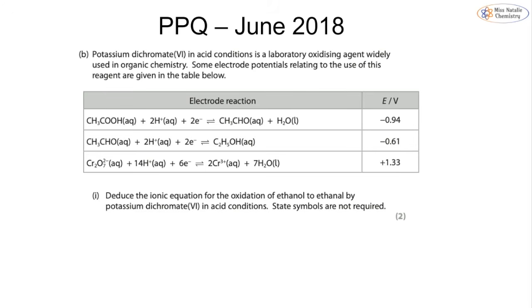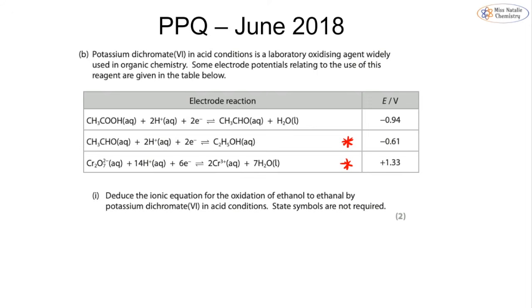So we, first of all, are given some information in the table. Notice that we're given 3 equations. So at some point in this question, we are going to use all 3. And we want to deduce the ionic equation for the oxidation of ethanol to ethanal by the potassium dichromate. So in this case, we are going to be looking at ethanol, which is present in this one, to ethanal and the potassium dichromate. So we're looking at plus 1.33 and minus 0.61.